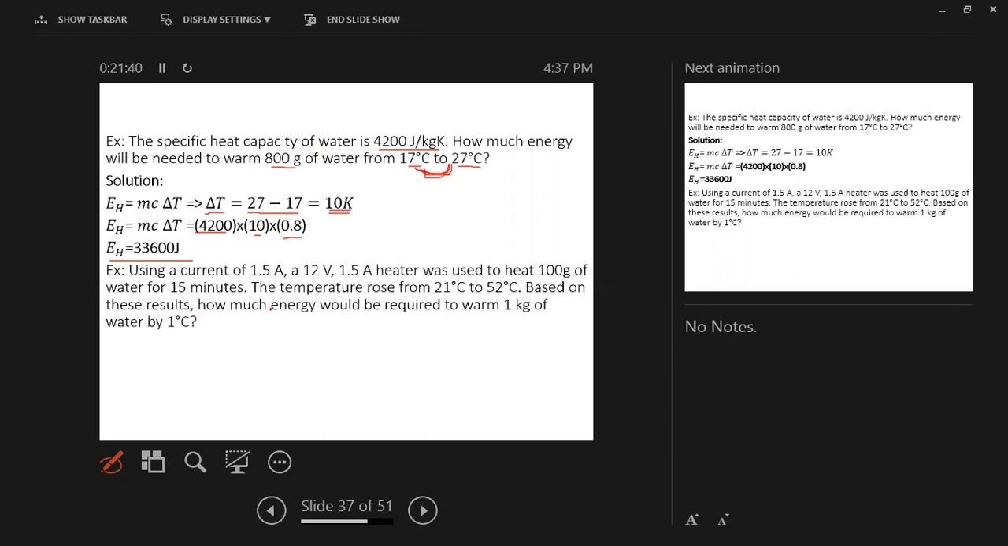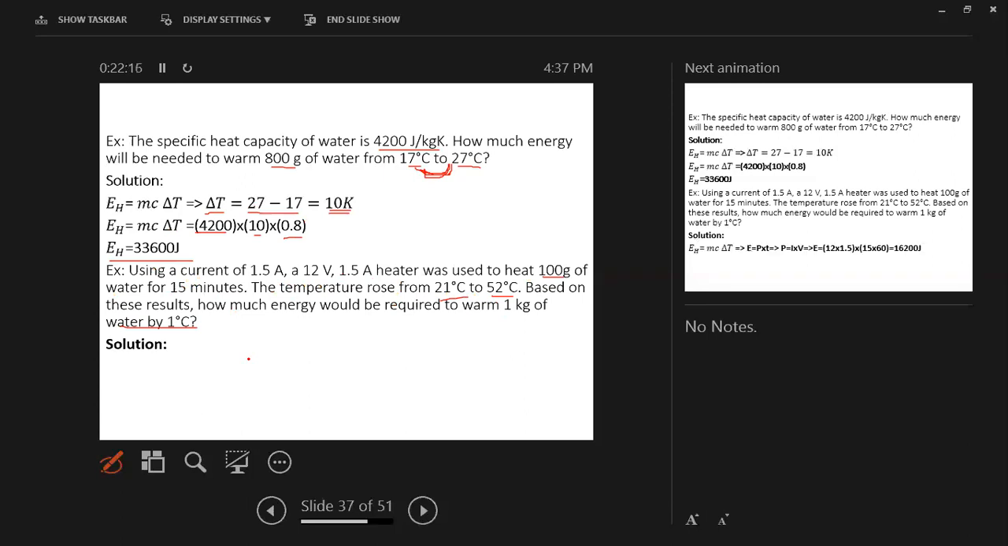There is another question. This time, it's kind of a more complicated question than the previous question, because we don't know energy here. So in order to find the energy, we are going to need to find the power, okay? So using a current of 1.5 ampere, a 12 volt heater was used to heat 100 grams of water for 15 minutes. The temperature rose from 21 Celsius to 52 Celsius. That means delta T will be 31 Kelvin. Based on this result, how much energy would be required to warm 1 kilogram water by 1 Celsius?